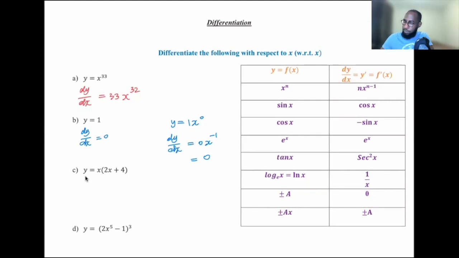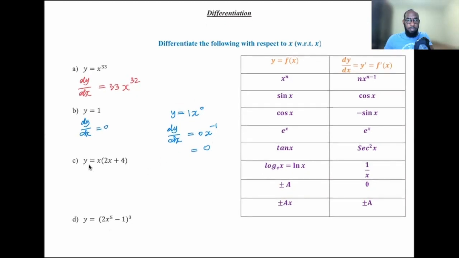Let's continue. So we have y equals x over bracket 2x plus 4. So make your life easier. Now there's something called the product rule. You could do that, but that's long. Or you can make your life easier and expand the brackets. Later on, in the next video, I'll deal with the product rule and quotient rule. So you expand.